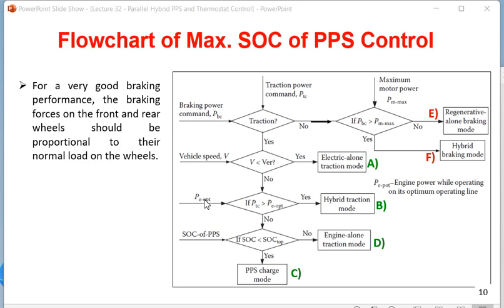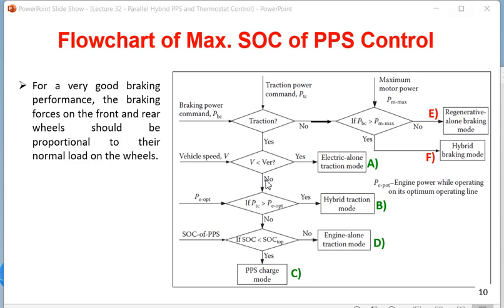That means the vehicle controller or engine controller will tell the throttling valve that you get closed a little bit, because we don't need to generate more power because PPS is already fully charged. In that case, engine itself will produce less power, and that less power will go to the vehicle alone. So we are here, V less than VEB? Answer is no. That means VEB is more, or vehicle speed is more than VEB.